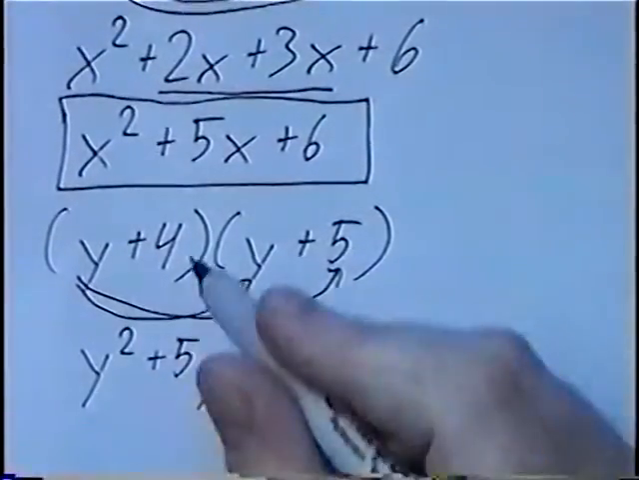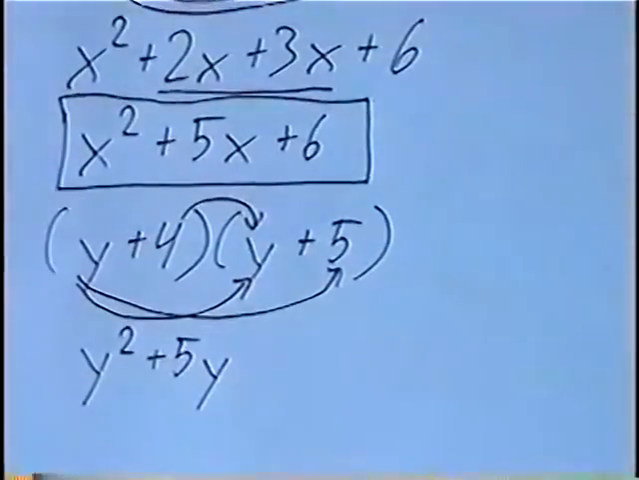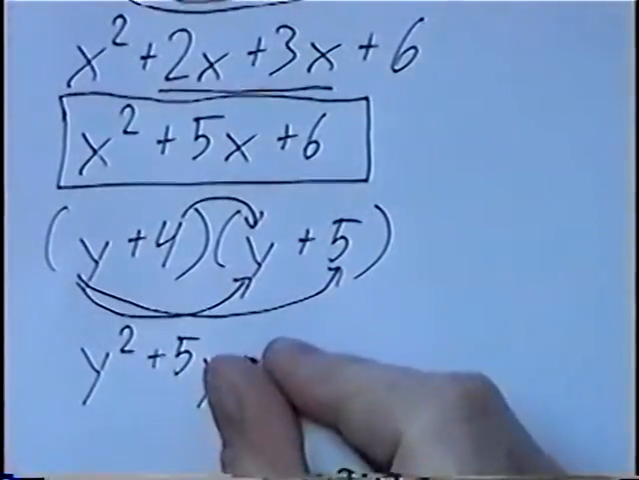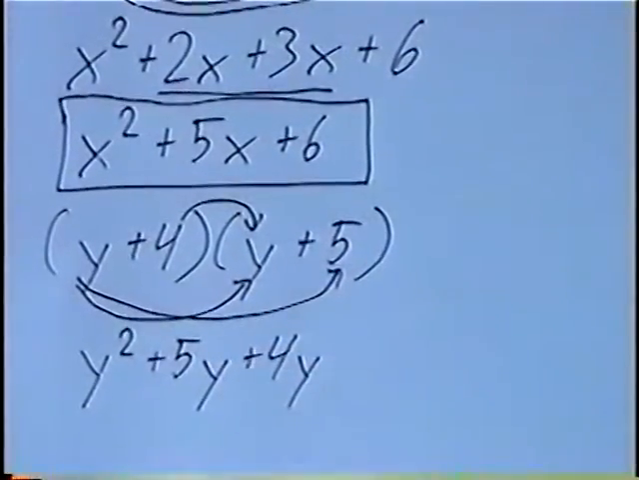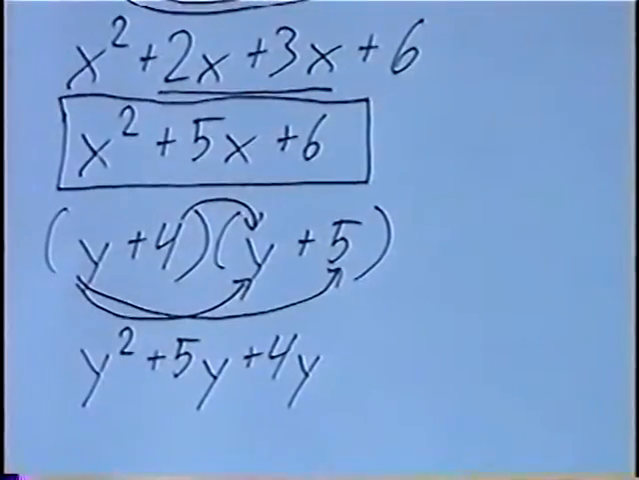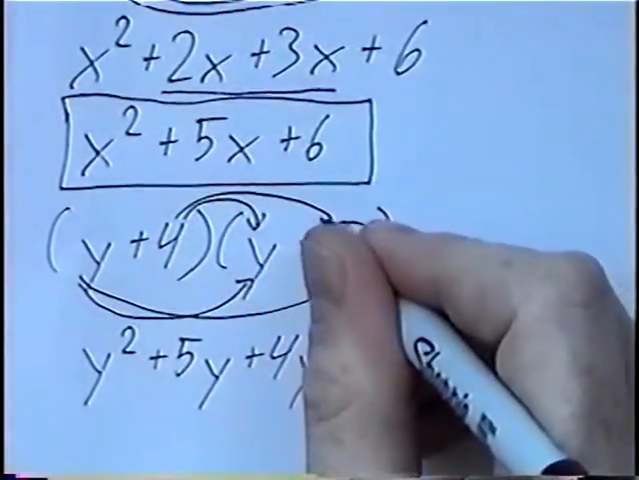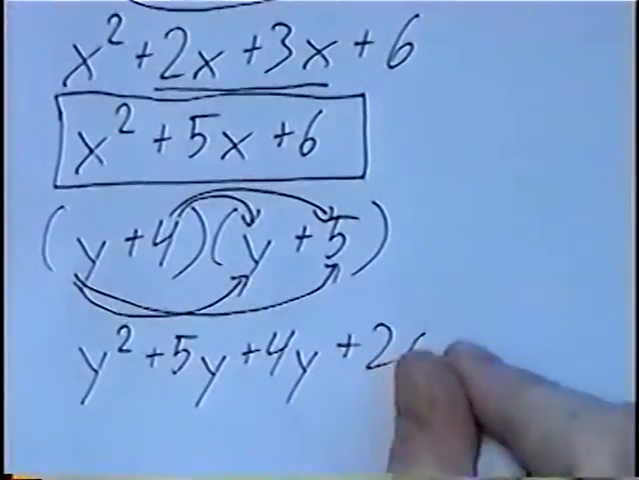Multiplying the I in FOIL, the inside terms or middle terms. 4 times y would be 4y. And the L in FOIL, the last terms, 4 times 5, which would be 20.